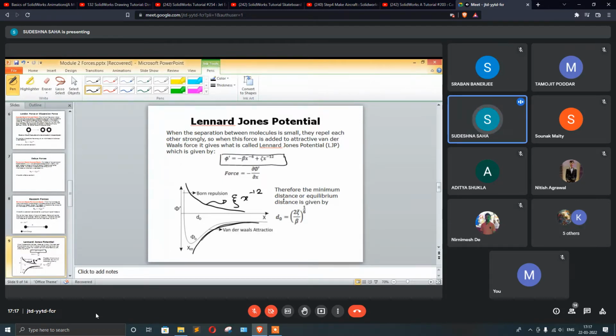This is the derivative, and for the minimum, if you look at this equation over here, the minimum or equilibrium distance can be obtained by simply making a derivative of this equation and putting it to zero. Then you will obtain an equilibrium distance, which we term d naught. What is the significance of it? I will talk about it within a couple of moments, but this d naught will be equal to (2 xi divided by beta) to the power 1 by 6. Okay.